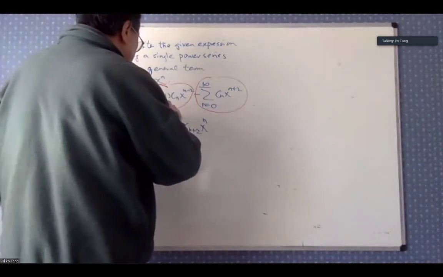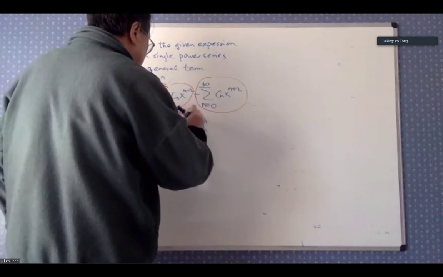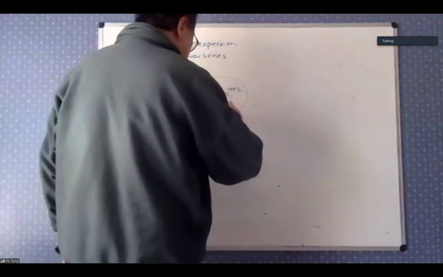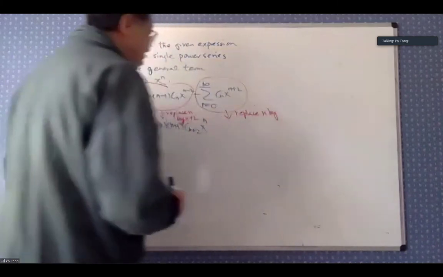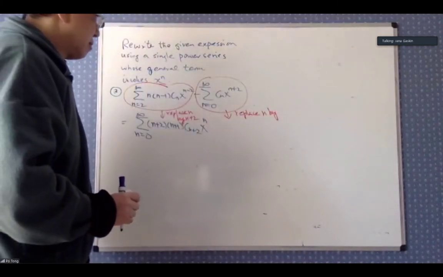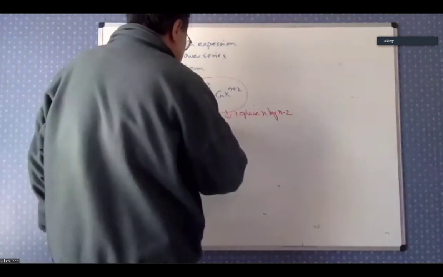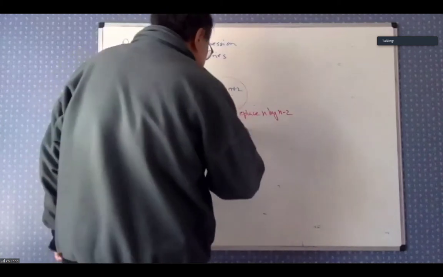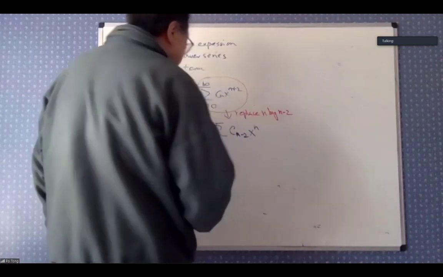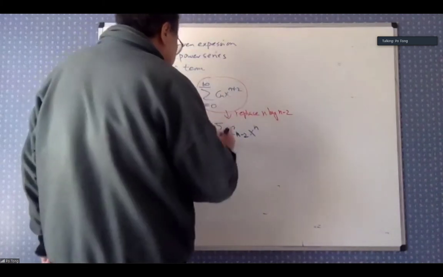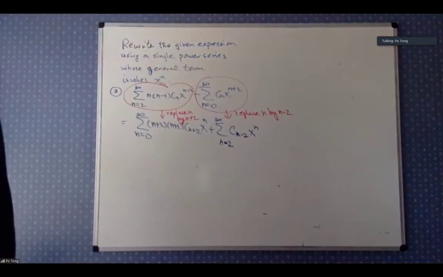So here, replace n by n plus 2. How about here? Replace n by what? n minus 2. n minus 2 plus 2 is n. So now it's n minus 2 equal to 0 to infinity. n will be from 2 to infinity. Do you guys follow that?